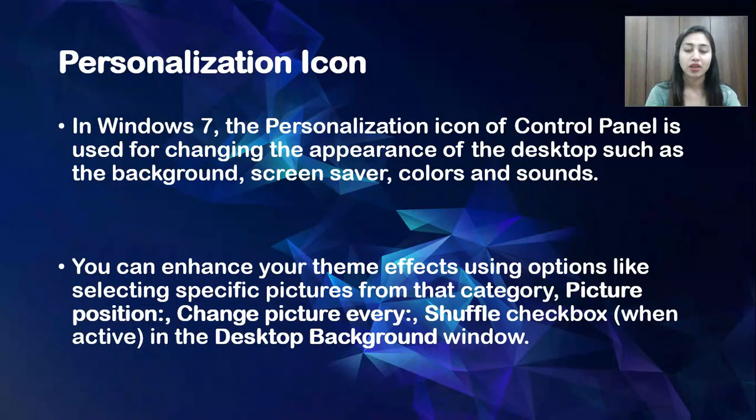In Windows 7, the personalization icon of control panel is used for changing the appearance of the desktop such as the background, the screensaver, colors and sound. You can enhance your theme effects using options like selecting specific pictures from that category, picture position, change picture every, and shuffle checkbox when you activate it in the desktop background window.